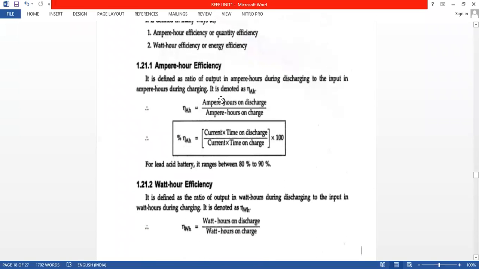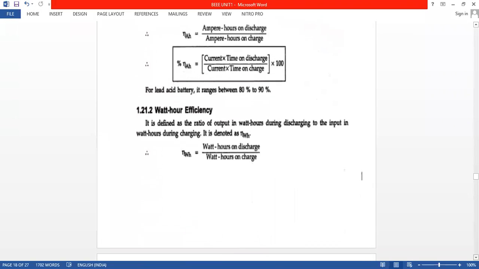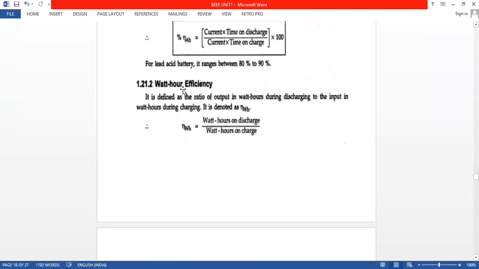So what is the definition? Remember the definitions here. We'll take the problems slowly from the second unit. Ampere hour on discharge by ampere hour on charge. Now we can also use one more word for battery efficiency. Efficiency explains the behavior of the battery. Watt hour: how much power the cell phone is taking for charging and how much power it is releasing. That means how much chemical energy the battery is taking to charge and how much electrical energy it is producing, as a battery converts chemical energy to electrical energy. So we must know efficiency.